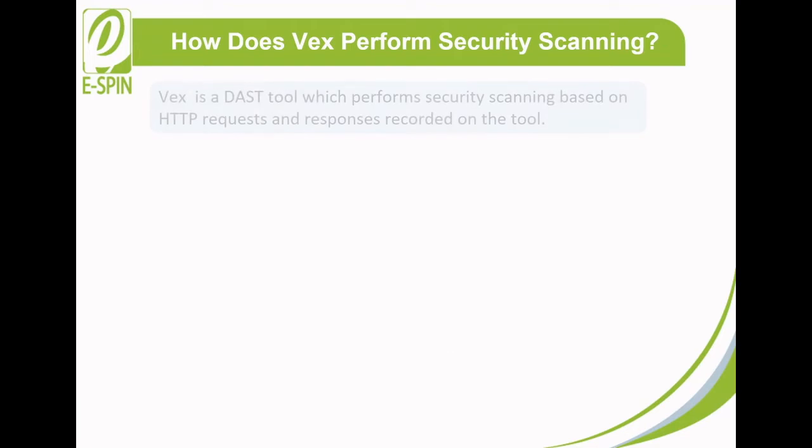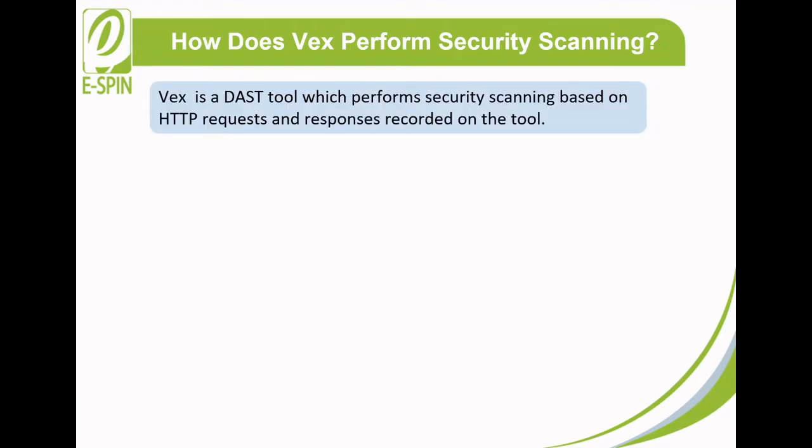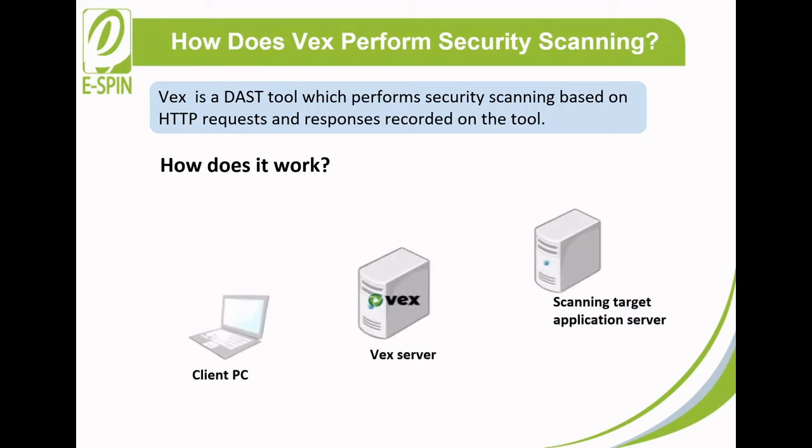How does Vex perform security scanning? Vex is a DAST tool. It performs security scanning based on HTTP requests and responses recorded on the tool. Here's how it works. Firstly, Vex is placed between a client and an application server to be scanned as a proxy server and records HTTP requests and responses. This is not limited to web browser screens, so acquiring logs and scanning are possible for any target in which HTTP communication logs are generated.